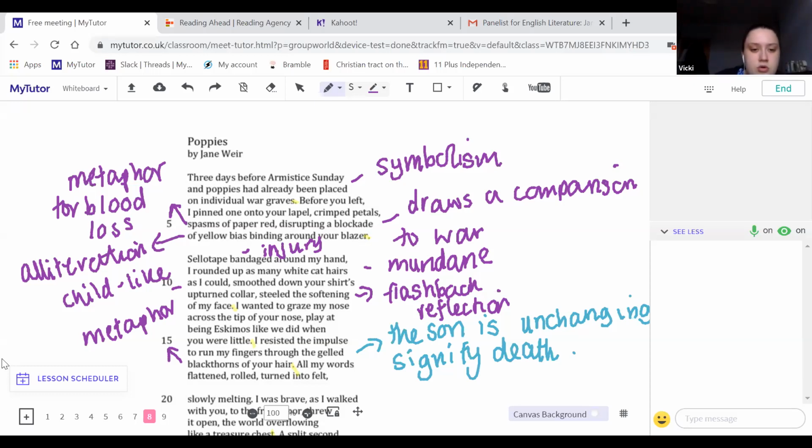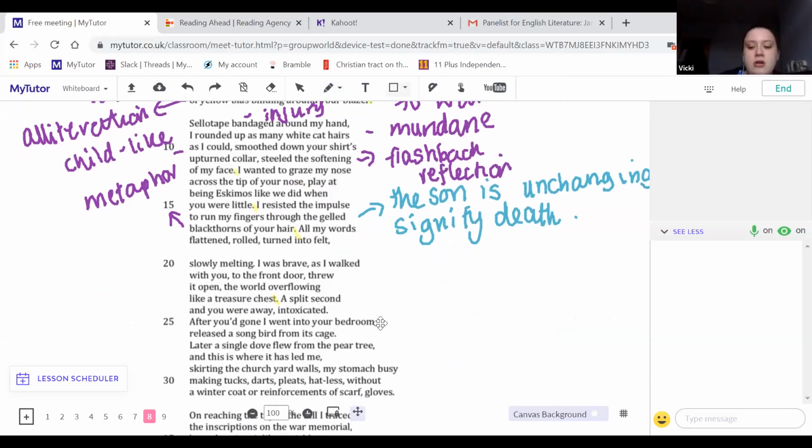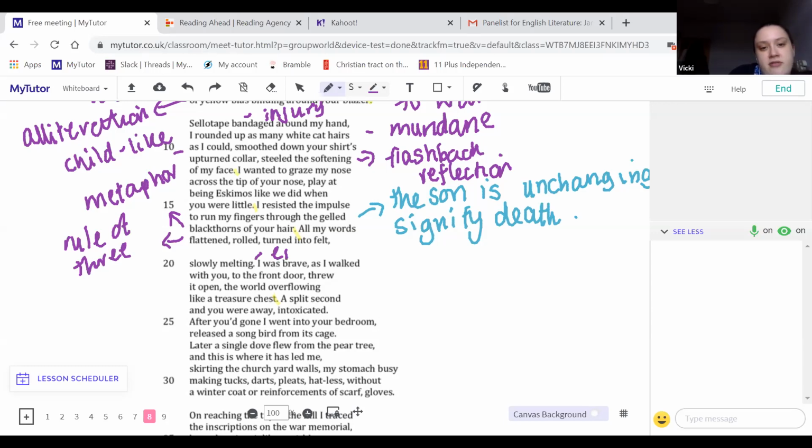Right. All my words flattened, rolled, turned into felt. So you've got a rule of three going on at the end of here, but it runs over onto the next stanza, slowly melting. This is sort of signifying an end, melting, sort of being lost. So here you've got a rule of three, but then it goes on to the next one. So that's a bit of an iffy interpretation, I would say.